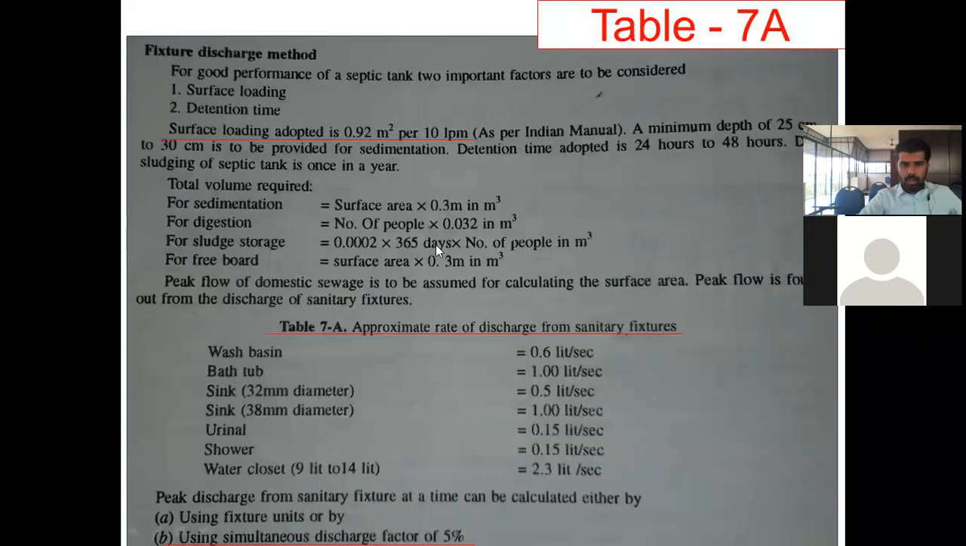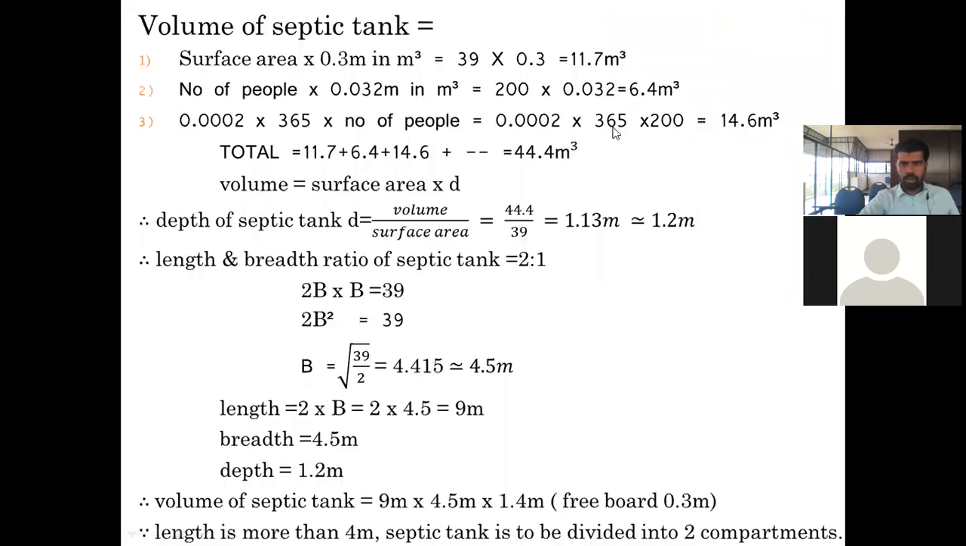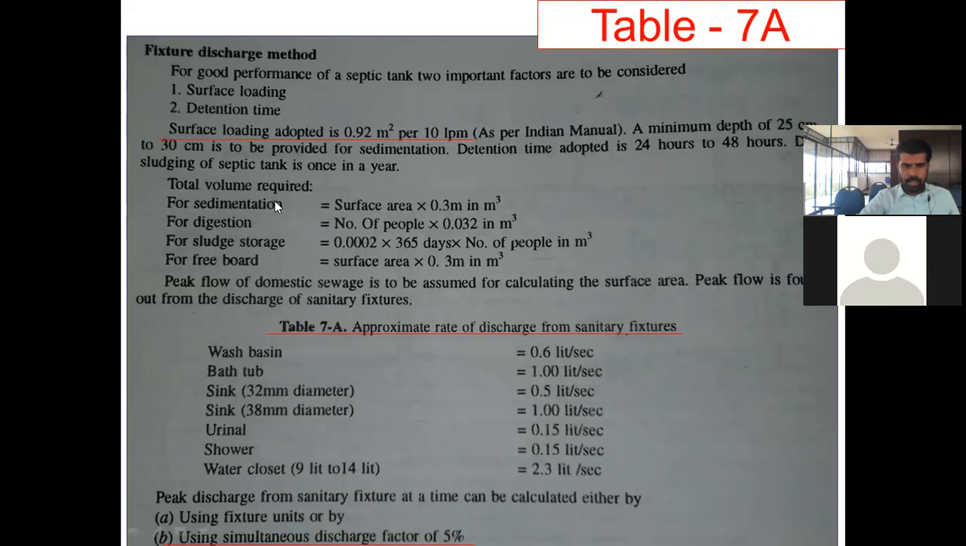For digestion, number of people, how much? For 200, right? 200 into 0.032. Here, sludge storage 0.0002 into 365, 1 year, into number of people, how much? 200. Give that 0.0002 into 365 into 200. Right, it's all in meter cube. You got the first three, right? Now freeboard we can calculate separately.